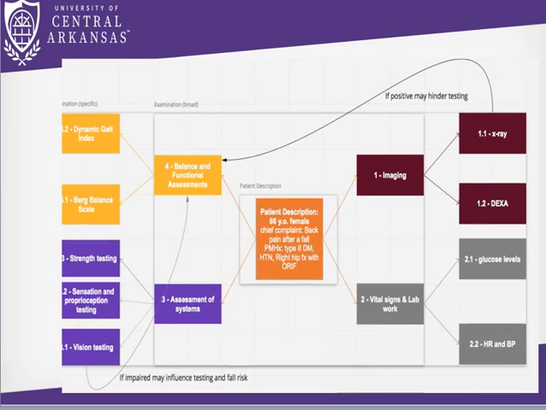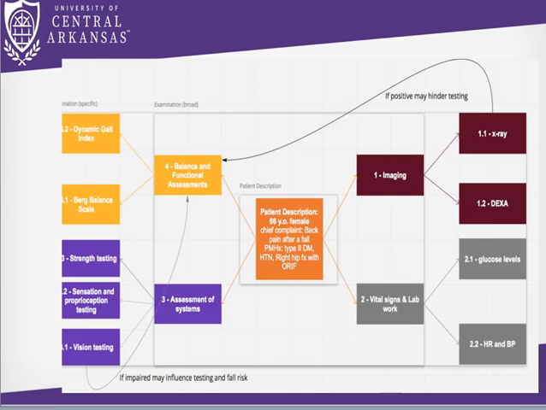So finally, what I have done is drawn in these connecting arrows. So going from the x-ray to a balance and functional exam. If she has a positive x-ray with fractures in the spine, that is going to influence this exam. Same thing, what if vision is impaired? Again, that's going to influence balance and functional assessment. So all of these tie in together.